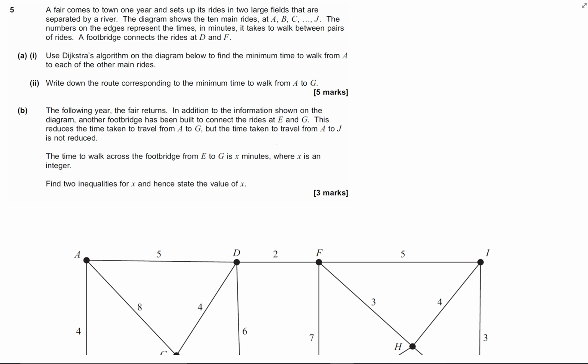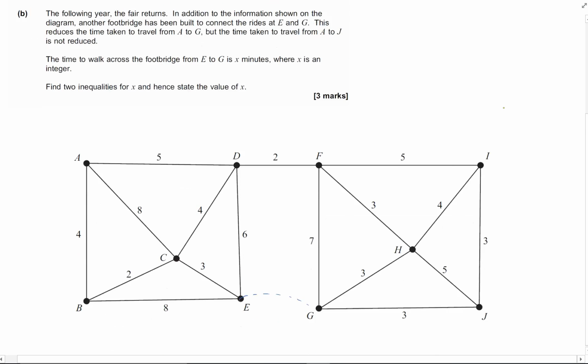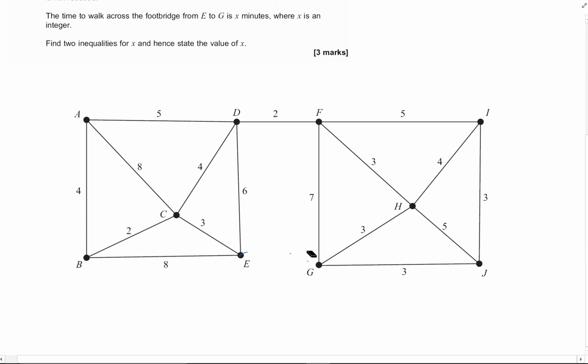So just bringing that up there then. Dijkstra's algorithm starts with, and we're starting from A to every other ride, so we're going to put a 0 at A because it takes us no time to walk there. And we're going to box that as well. You don't lose a mark if you don't box the A.